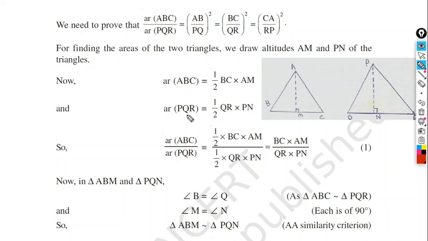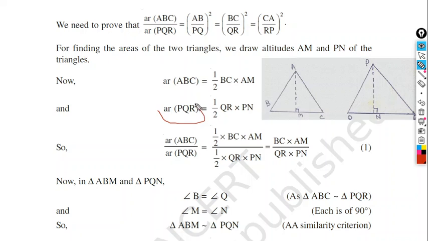For finding the area of two triangles, we need to draw some altitudes here. You know, without altitude we can't find the area. Though there are some other provisions, we have to draw altitude here. So we have to draw altitude AM and altitude PN. Now, what will be the area of triangle ABC? It will be equal to 1 by 2 BC into AM, that means base into height, height is your AM.